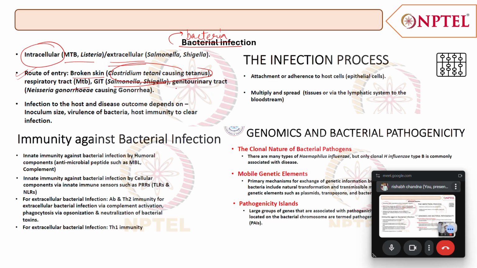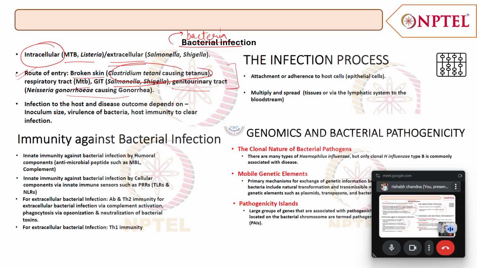So GI tract infections are mainly caused by Salmonella and Shigella. Then we have the genitourinary tract, so that is Neisseria gonorrhoeae, that causes gonorrhea. So that is a type of STD. So these are the different routes of entry of different bacteria in different conditions.